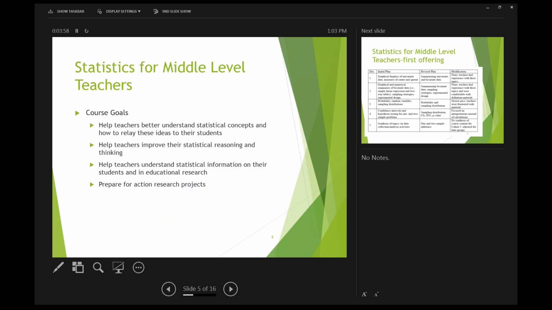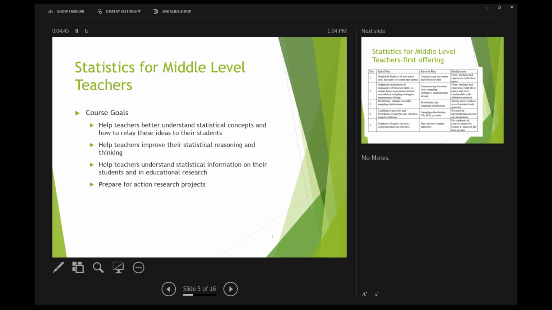So we had four main goals for the course when we were initially approached about developing it and teaching it for the first time. The first was obviously to help the teachers better understand the statistical concepts that they would be teaching, the statistical concepts that are actually in the middle school curriculum, and how better to relay these ideas to their students. But we also thought it was really important that the teachers understand the content at a higher level and at a deeper level than they would expect their students to. So we also wanted to help them improve their statistical reasoning and thinking, both about the statistics content in the middle level curriculum, but also beyond that. So they would have a good picture of where their students were coming from, but also where they were headed with a little bit higher level statistics when they got to high school.